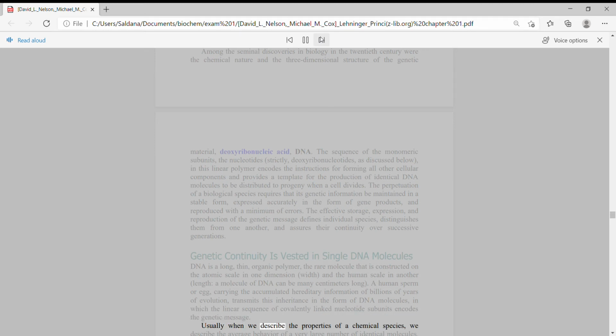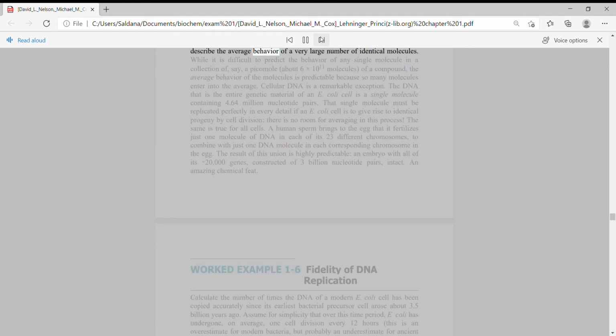Usually when we describe the properties of a chemical species, we describe the average behavior of a very large number of identical molecules. While it is difficult to predict the behavior of any single molecule in a collection of, say, a picomole, about 6 × 10^11 molecules of a compound, the average behavior of the molecules is predictable because so many molecules enter into the average. Cellular DNA is a remarkable exception.